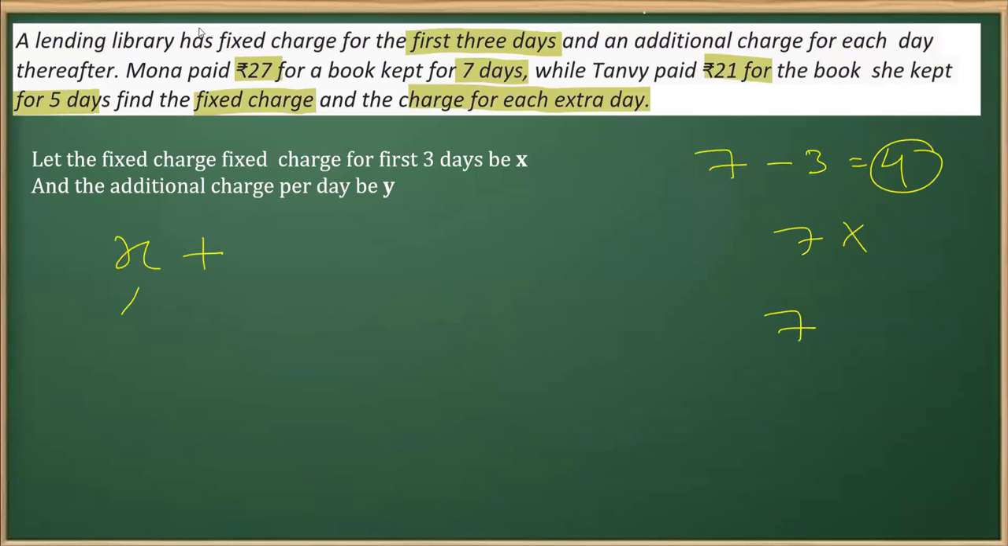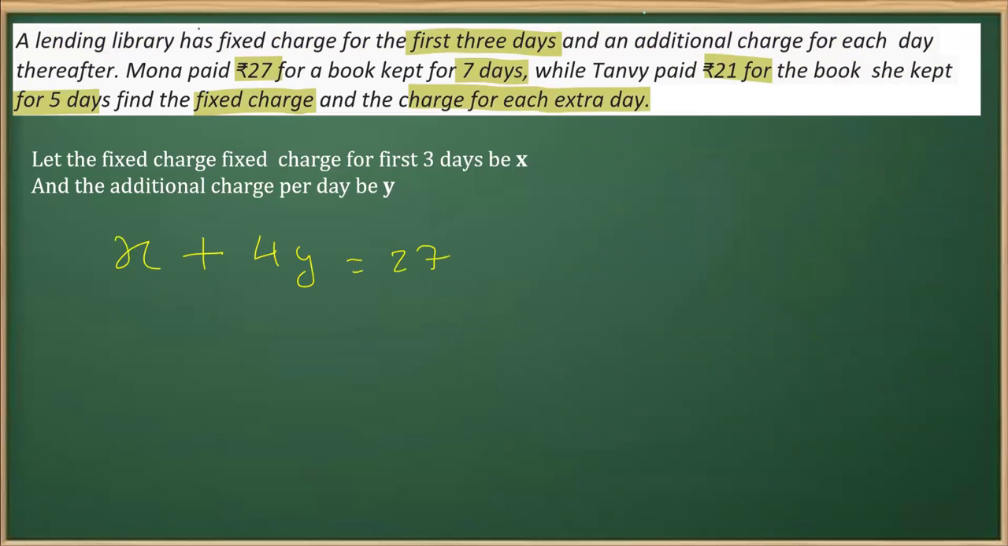Although she is keeping the book for 7 days, she has paid the fixed charge, that is X rupees, for the first 3 days. That means the additional charge has to be paid for the remaining 4 days. So we'll say that X plus 4 times Y is equal to 27.